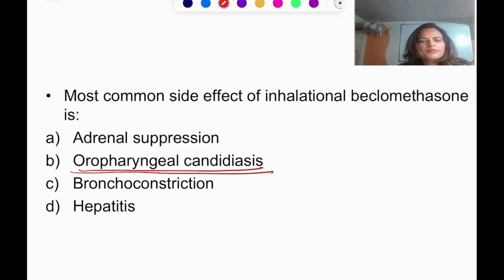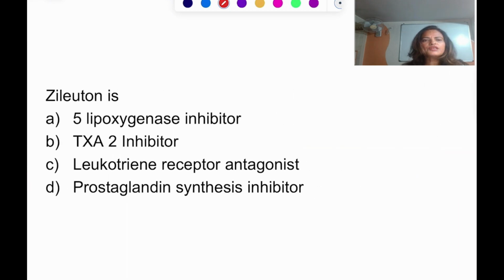The most common side effect of inhalational beclomethasone is oropharyngeal candidiasis. And how can you prevent it? By using a spacer device and by gargling. And if it happens, then we can use nystatin and clotrimazole, which are antifungal drugs, topically.